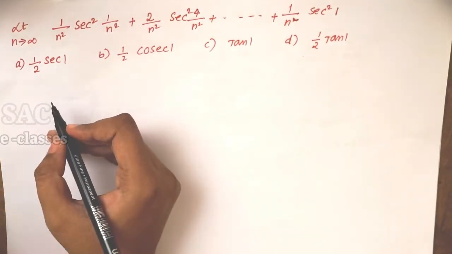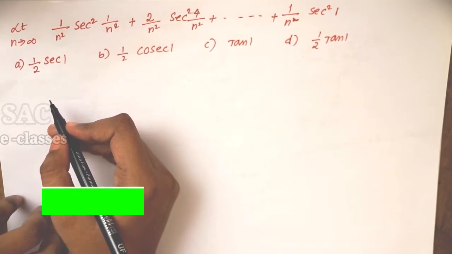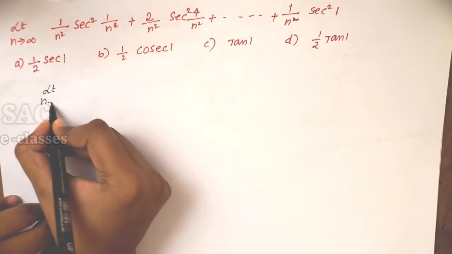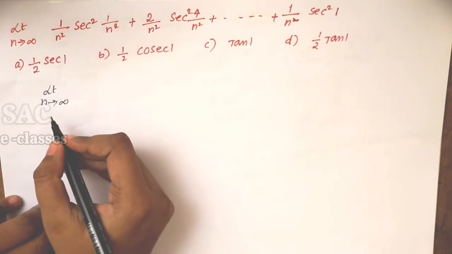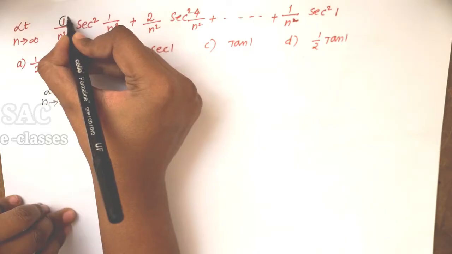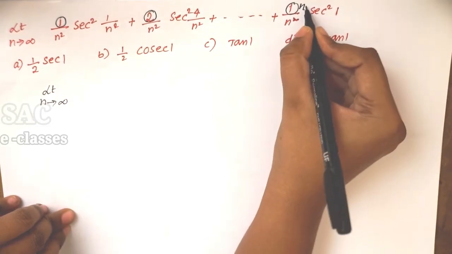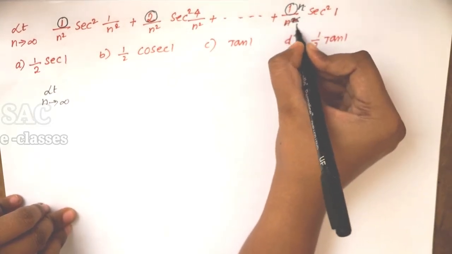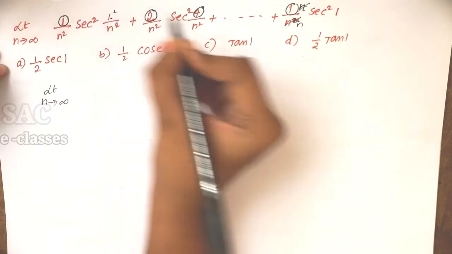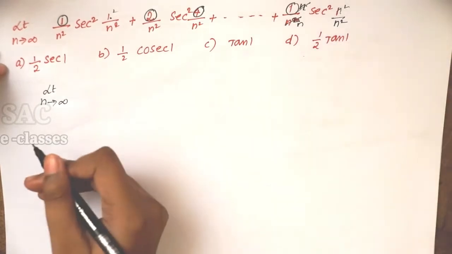Now see here, limit n tends to infinity, 1 by n square secant square 1 by n square plus 2 by n square secant square 4 by n square and so on. Now let us reduce it into the limit form. But here you have to observe what is changing. First term means 1, second term means 2. Obviously the nth term means n, that is r by n square, so it became n. Here it is 2 means 2 square, 1 means 1 square, so obviously the nth term is n square by n square. That is why we got 1.